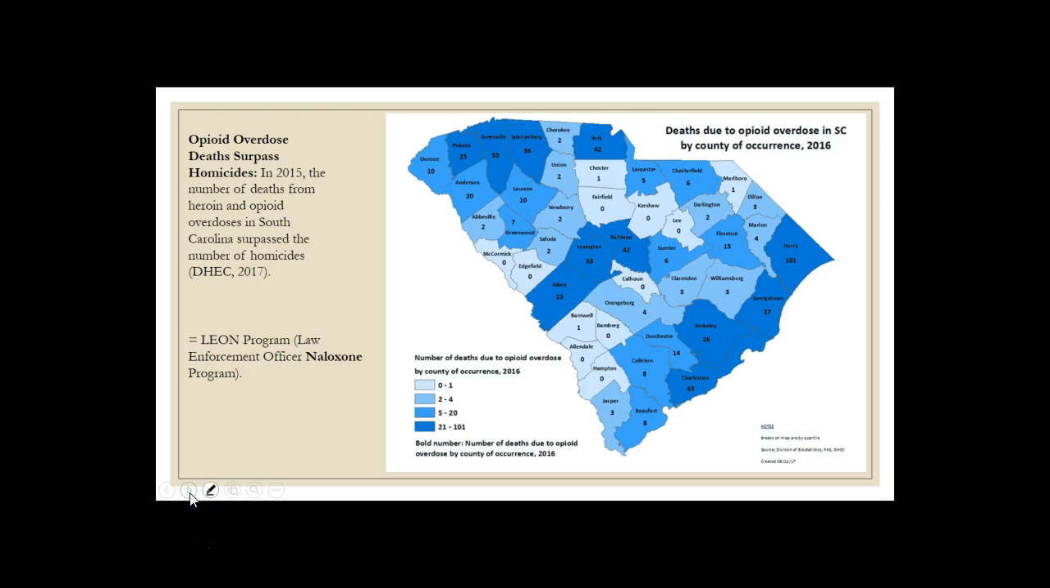Unfortunately, here in the state of South Carolina, we do have an opiate overdose problem, and it's actually surpassing homicides. In 2015, the number of deaths from heroin and opiate overdose in South Carolina surpassed the number of homicides. There is now a task force called the LEON program, which is Law Enforcement Officers Naloxone program, and this basically allows law enforcement to administer naloxone if they suspect an opiate overdose.